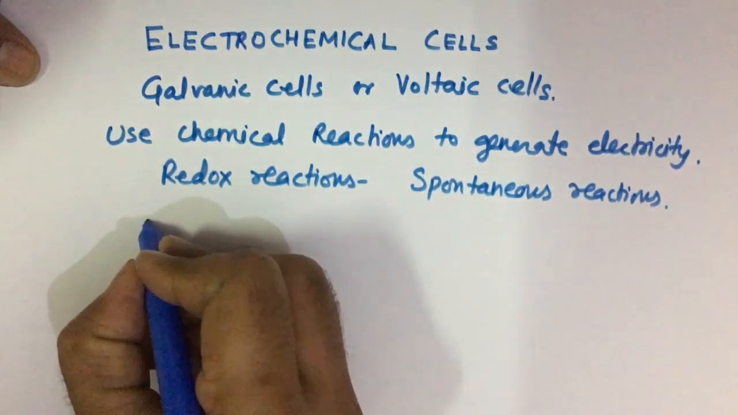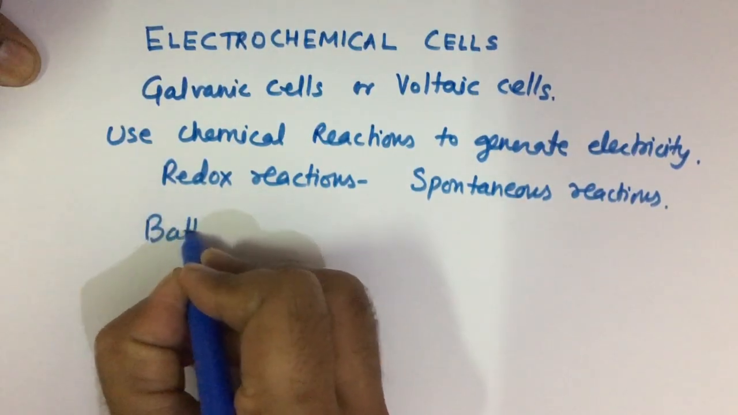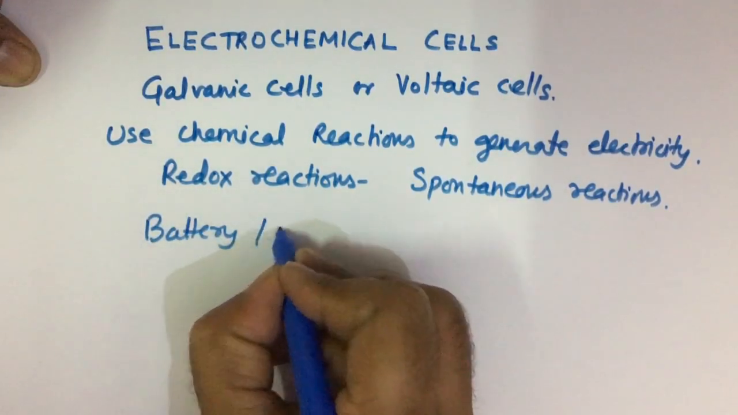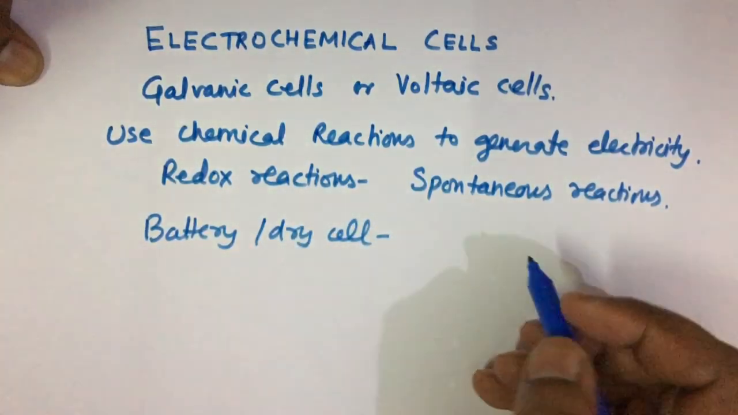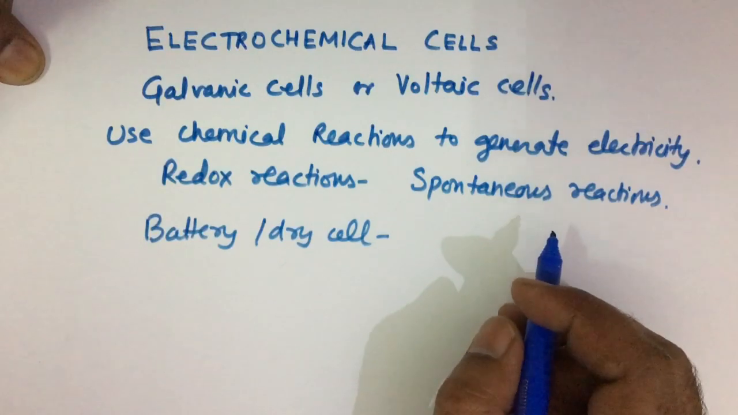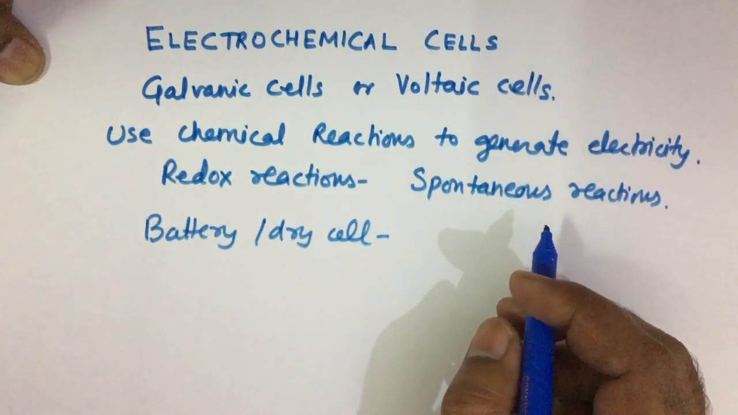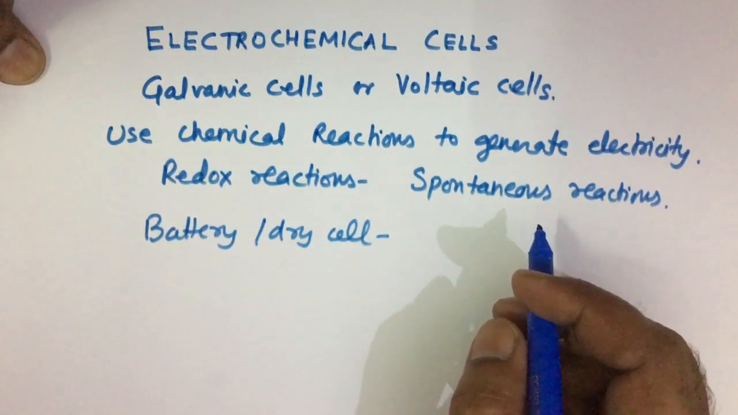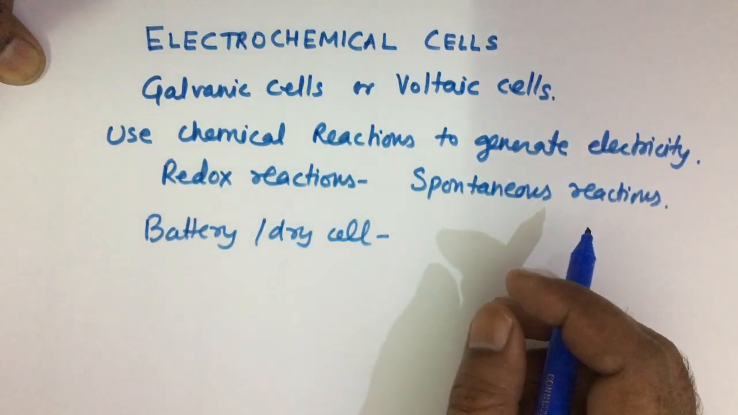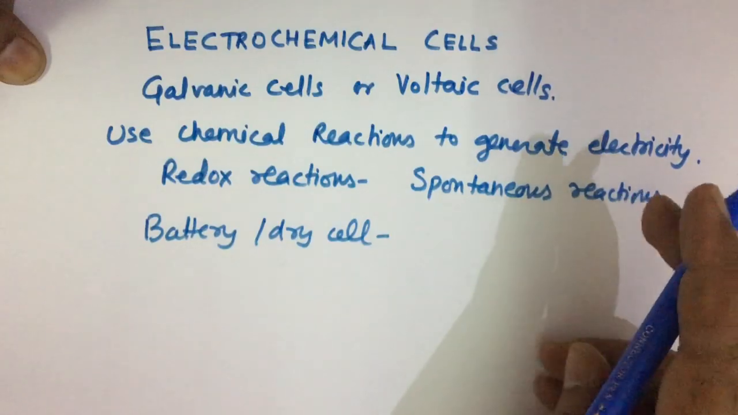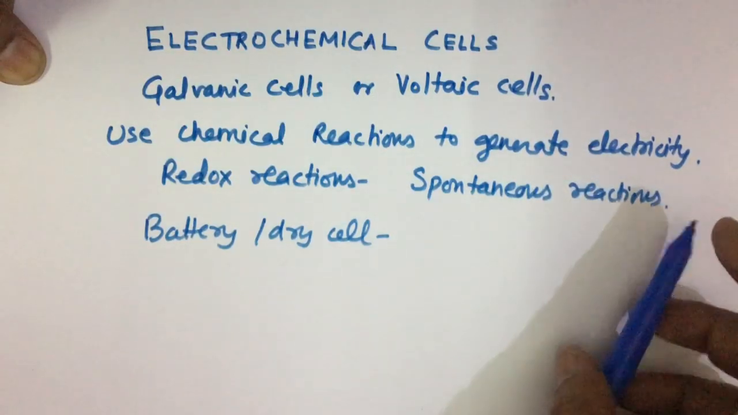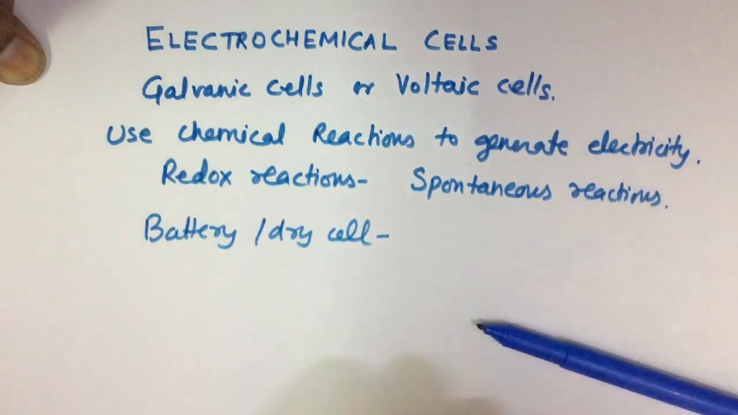A battery, or dry cell, is an example of an electrochemical cell or a galvanic cell. The chemicals inside the battery react in an oxidation reduction manner to generate electricity, and that electricity is used to power our electrical devices such as cell phones, torches, remotes, etc. Now let's learn more about these cells.